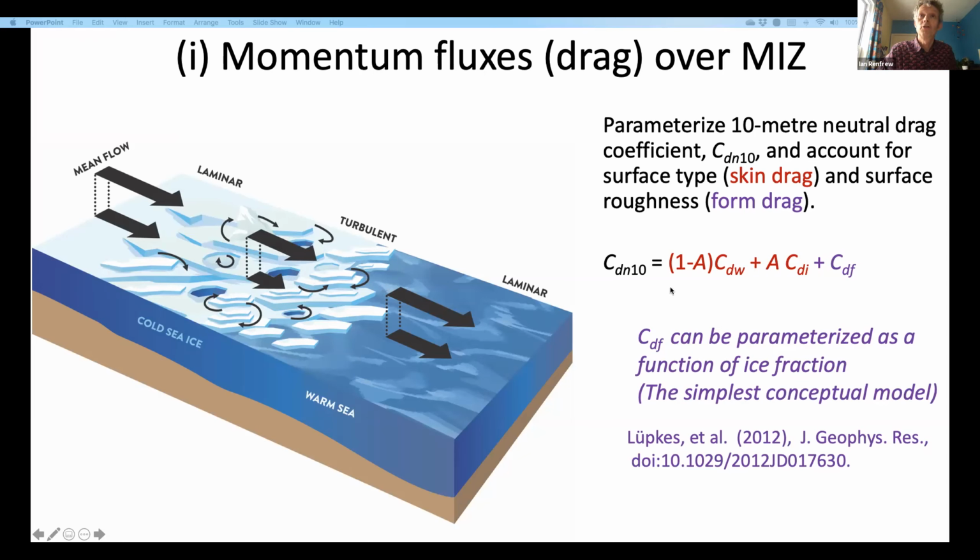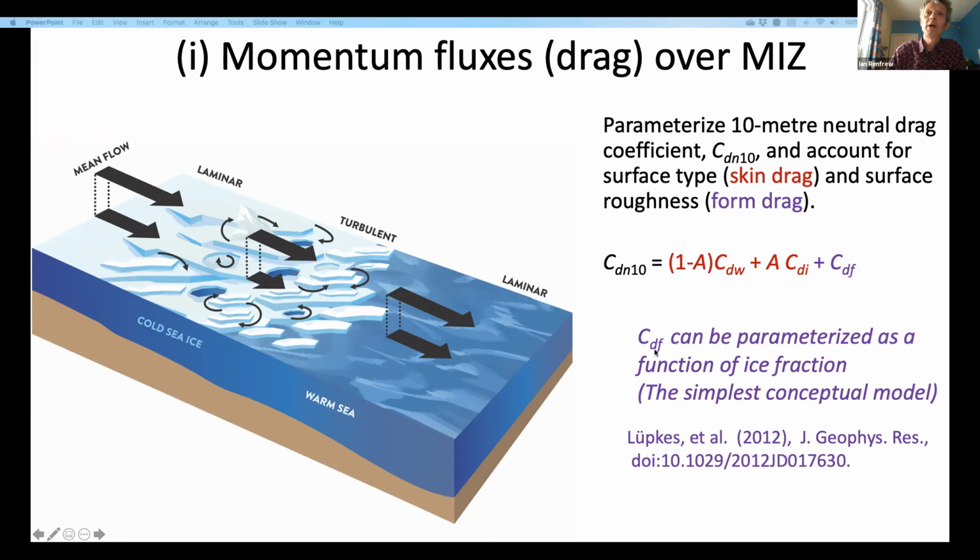So you need to have a drag coefficient, which is indicated here by CDN10. And that drag coefficient is a way of parameterizing the exchange of momentum between the atmosphere and the surface, or in other words, the drag that the surface imparts on the atmosphere. And in the marginal ice zone, you typically have a component due to water. So (1 minus A) times the drag coefficient for water, where A is the area of sea ice, plus A times the drag coefficient for ice, plus this form drag element, which is essentially due to the winds blowing against vertical faces.